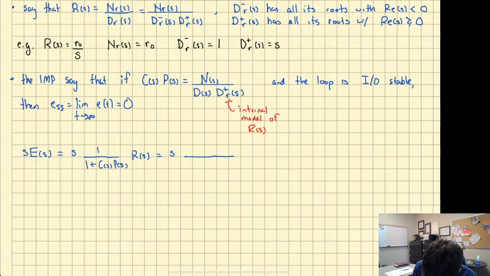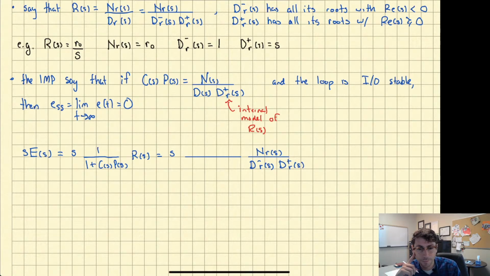I'll come back to the transfer function in a second. This will be the transfer function, but the reference, remember, we wrote as n_r of s over d minus d plus r of s. Okay? And so the last thing to do is fill in this transfer function.